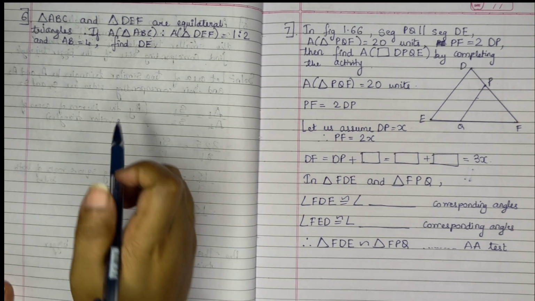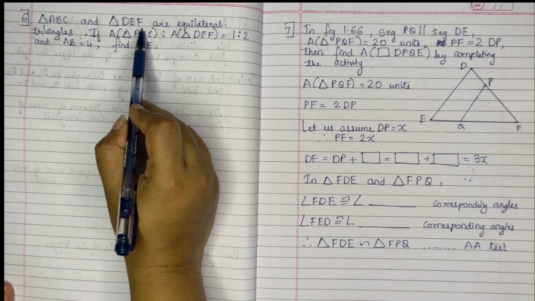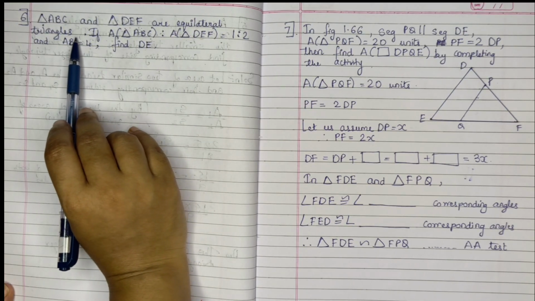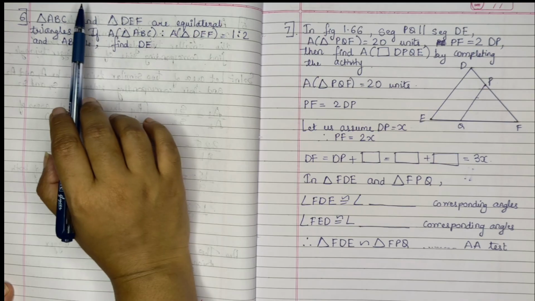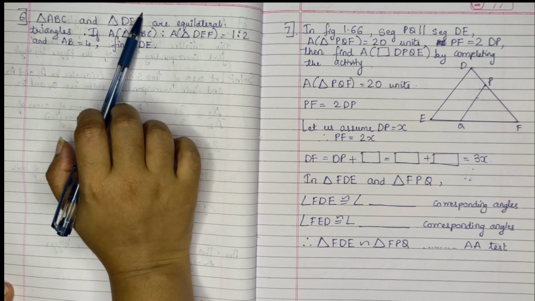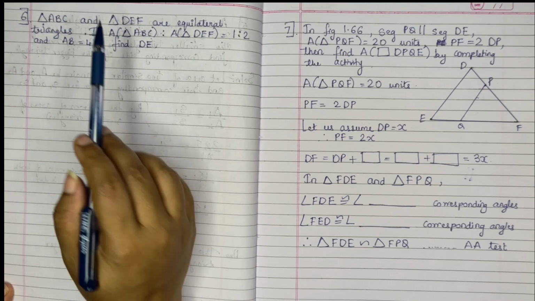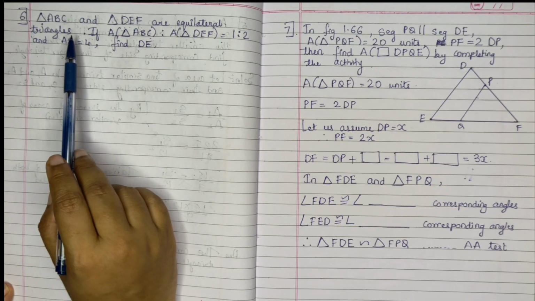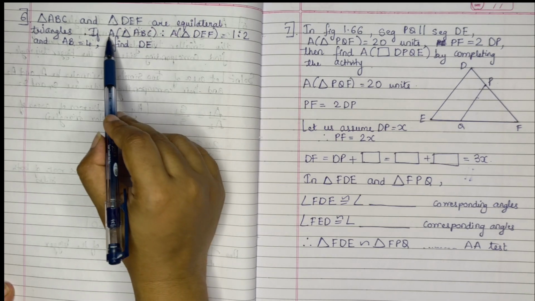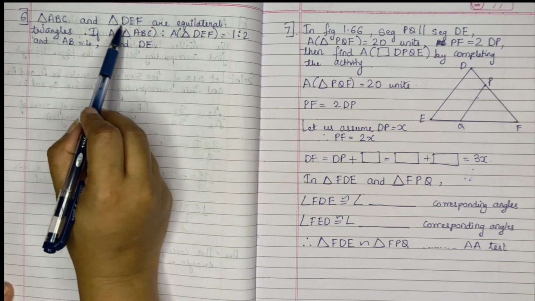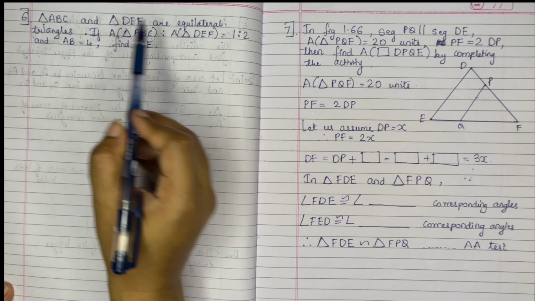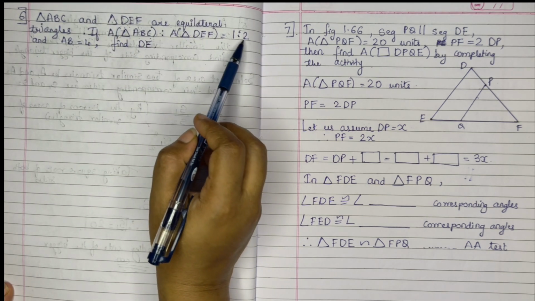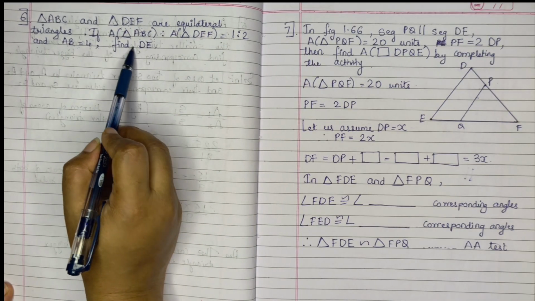See the sixth sum. Triangle ABC and triangle DEF are equilateral triangles. Since they are equilateral triangles, both will be similar. Equilateral triangles are always similar. The ratio of the areas of triangle ABC and triangle DEF is given as 1:2. AB is given 4, find DE.